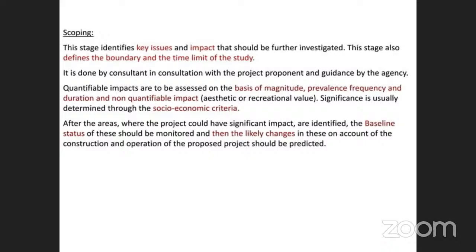And scoping. Key issues and impacts that should be investigated in this scoping stage: quantifiable impacts, magnitude, frequency, aesthetic and recreational values, and significance effects of the socio-economic aspect. All these are included in the scoping stage.